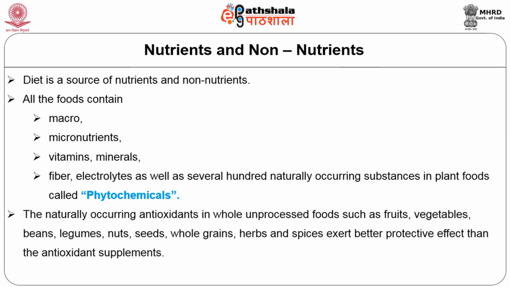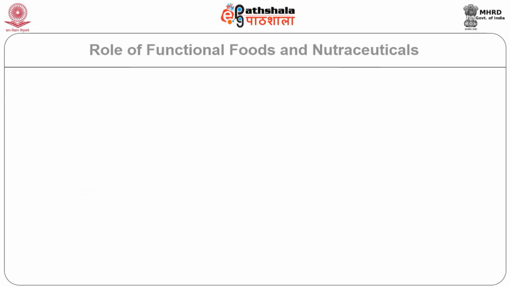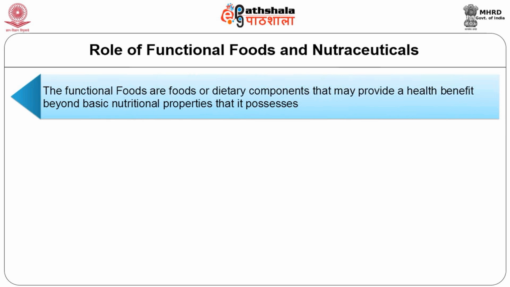The naturally occurring antioxidants in unprocessed fruits, vegetables, beans, legumes, etc., do not cause any deficiency conditions or diseases by taking less of that particular non-nutrient, but they have their own role to play in exerting a beneficial health effect. The role of the functional foods and nutraceuticals, therefore, in the diet is to provide a beneficial effect which extends beyond the nutritional properties that it possesses.